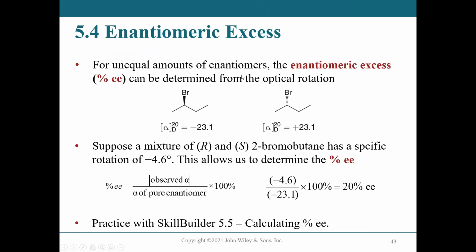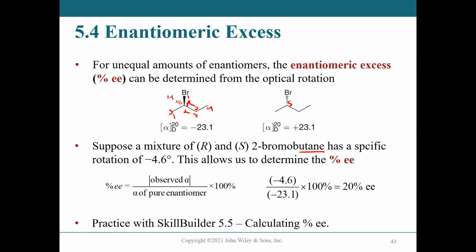So for unequal amounts of enantiomers, the enantiomeric excess can be determined from the optical rotation. So it says, suppose a mixture of R and S 2-bromobutane. So how do you get the 2? Let's go over that. Butane is 1, 2, 3, 4. That's how you get the butane. At the 2 position, we have a bromo group. Here, hydrogen, we're going to go 1, 2, 3. So this is R, and this will be S then.